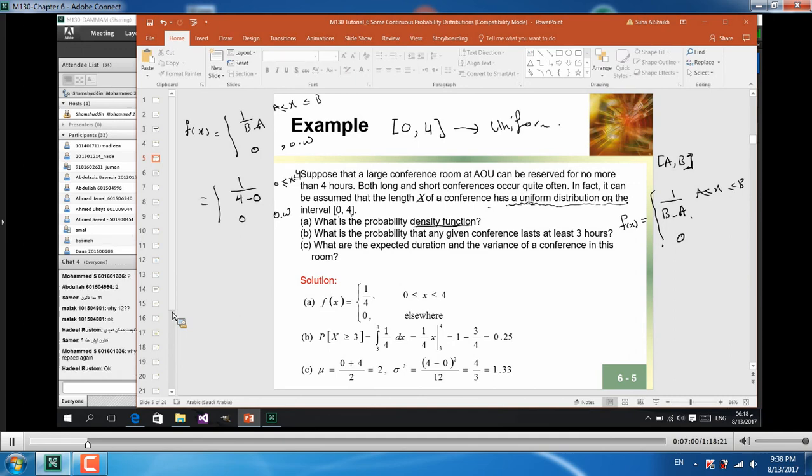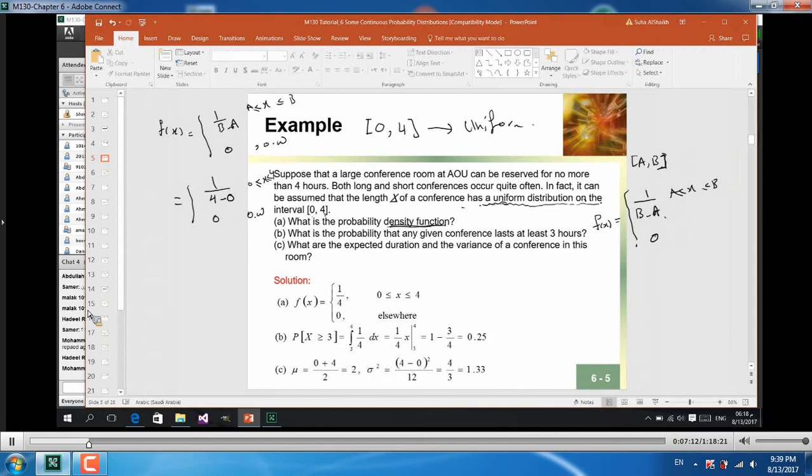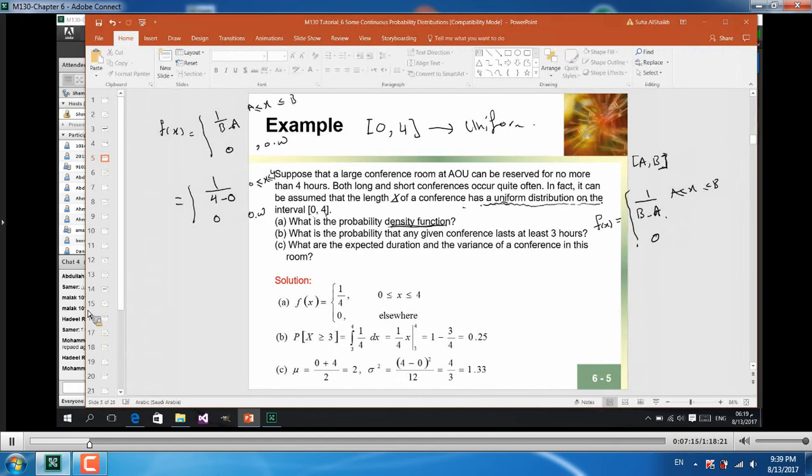Okay, so this is the answer here. Now for part B, what's the probability that any given conference lasts at least 3 hours? What does at least 3 hours mean? It means the minimum is 3, so greater than or equal to 3. I want the probability of x greater than or equal to 3, meaning 3 and something and so on until I maximum reach 4, and my interval is from 0 to 4.